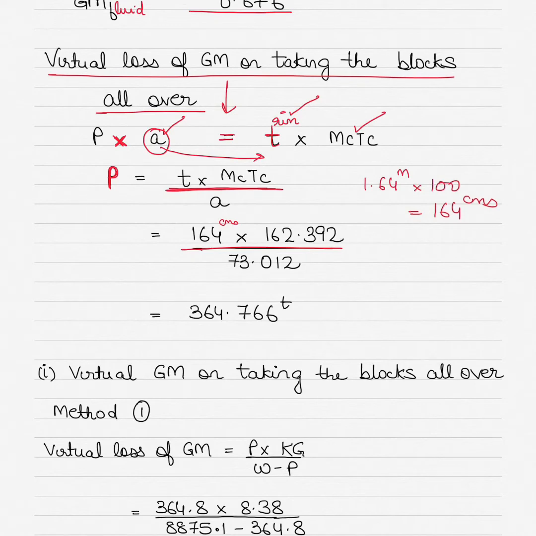Alright, and then we divide it by LCF, which is 73.012 as you calculated above. And then when you do the division, you get the answer of P, 364.766. That is the P. So if you just calculate 164 multiplied by 162.392 divided by 73.012, you will get 364.766. You may get more decimal places, but we round it off. It's up to you how much you round it off to. You can go more if you want to.